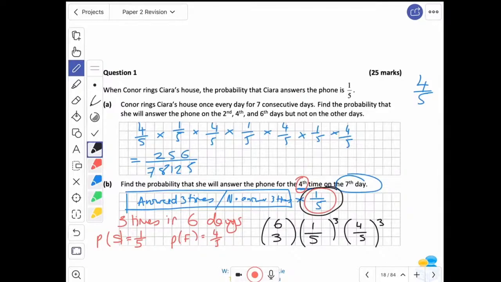Now look, you could have obviously done those two separately or together, it doesn't matter. So again, remember that that's 6, and the 3 at the very start of this question, that is not a fraction, that is 6 choose 3.